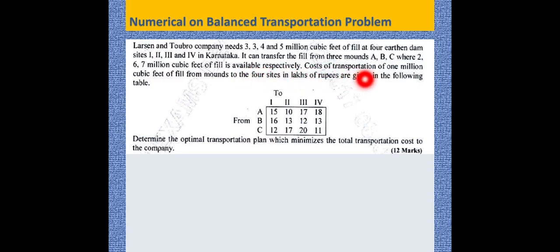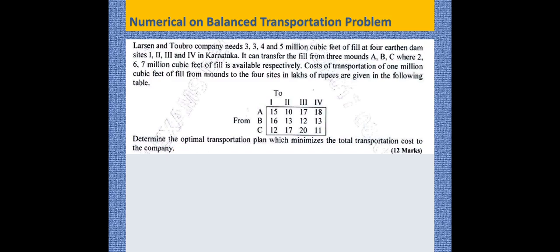Costs of transportation of 1 million cubic feet of fill from mounds to the 4 sites in lakhs of rupees are given in the following table. So this table gives the transportation cost from mounds to dam sites. Determine the optimal transportation plan which minimizes the total transportation cost to the company.